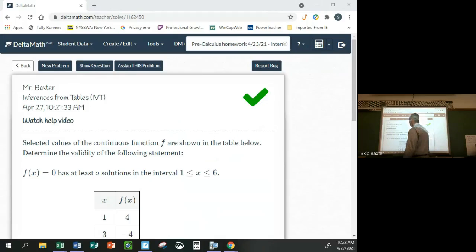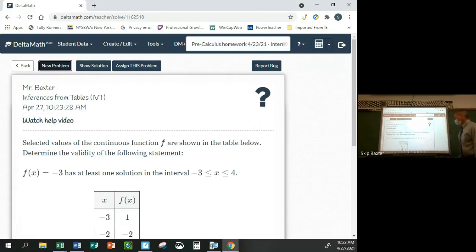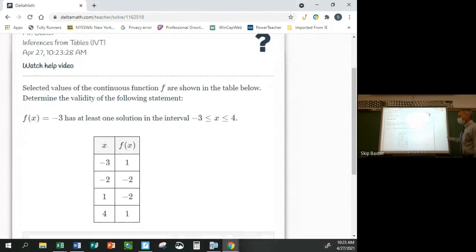Let's look at another one and just see if there's something different. This is the same type of question. So what do you think is the answer here? Is it true, false, or it could be either? Has to be false? It might be false, but it could be true. Maybe it's true, right?